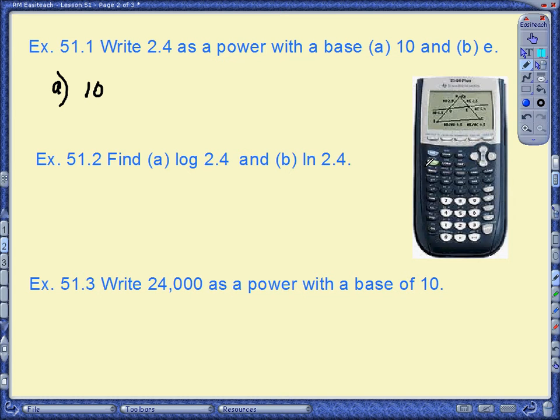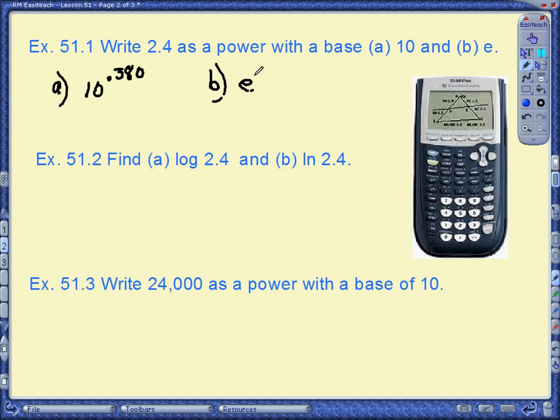Okay, so we get our calculators on, turn them on, and you do log 2.4. And what this gives us is the exponent that goes with 10 to make it equal 2.4. And when I did this, I got 3.380, rounded to 3 decimal places. Now, right above or below the log key, you can see the ln key. We're going to do the same thing to write 2.4 as a power of e.